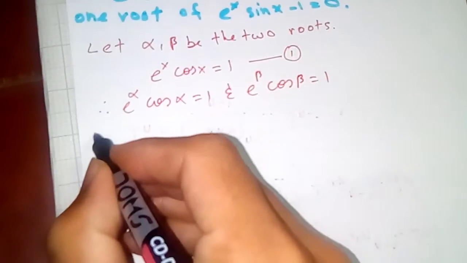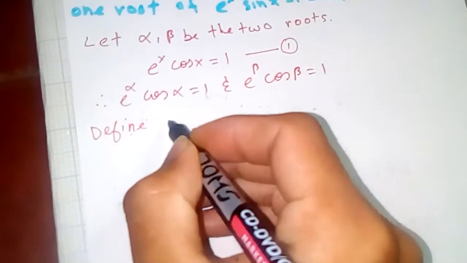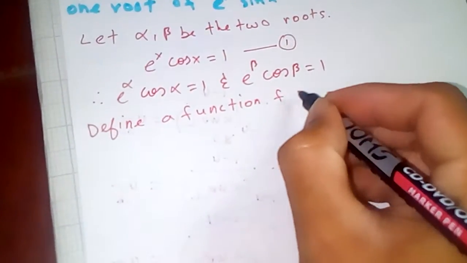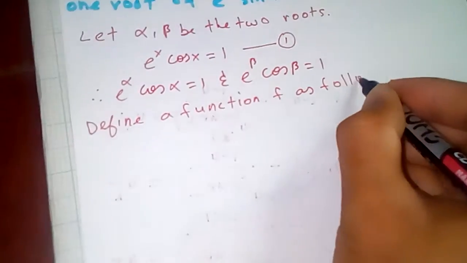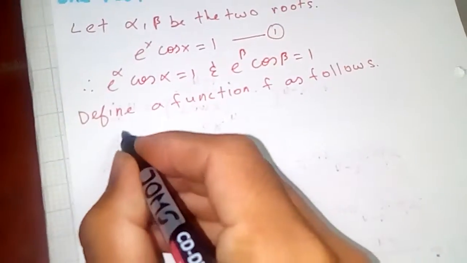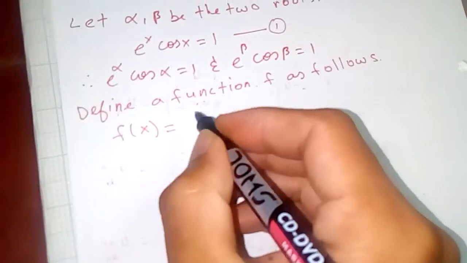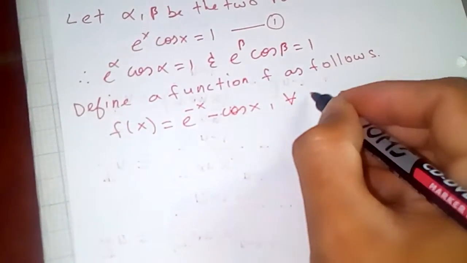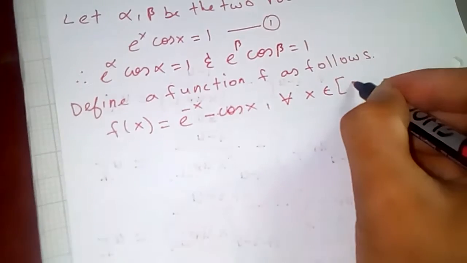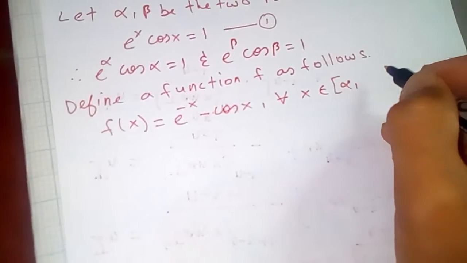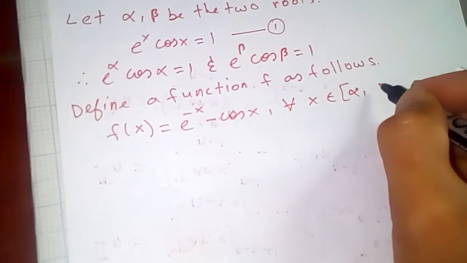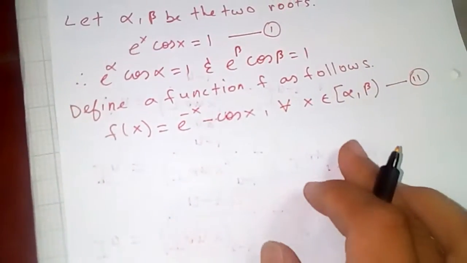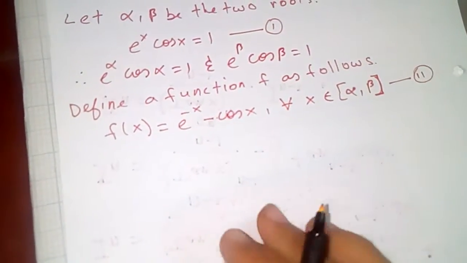Now let's define a function f of x, which is e to the negative x minus cos x, such that x belongs to the closed interval alpha and beta.